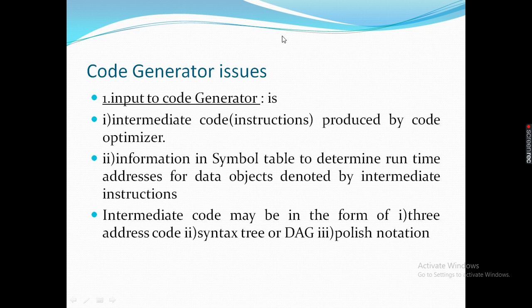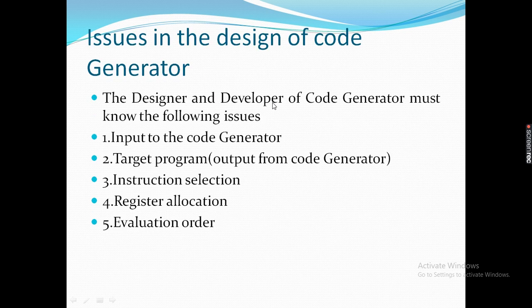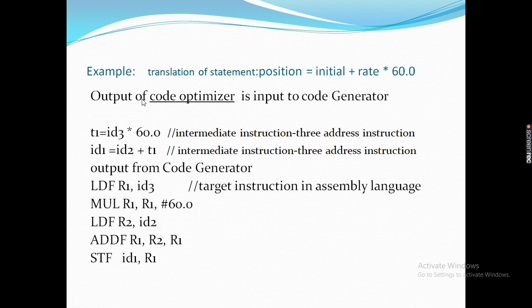So, code generator issues. Input to the code generator. We have taken the example of translation of an assignment statement. This is the input to the code generator, isn't it? Input to the code generator is intermediate code. Code means a set of instructions. The most popular representation of intermediate code is 3 address instructions.